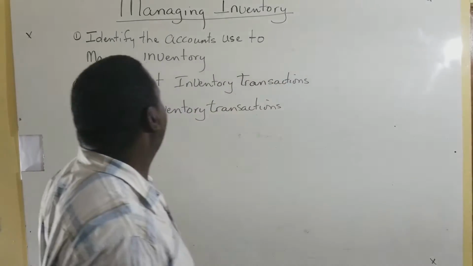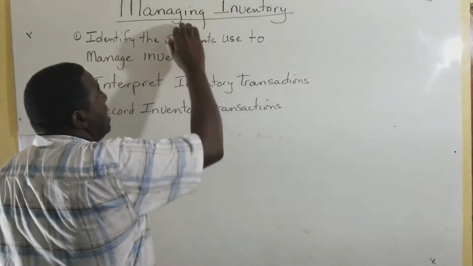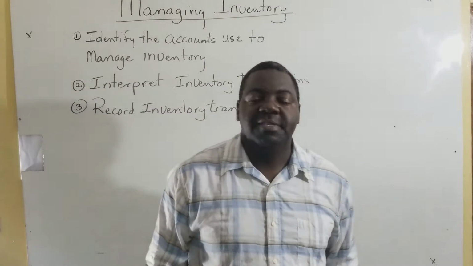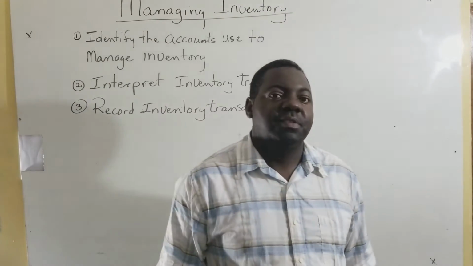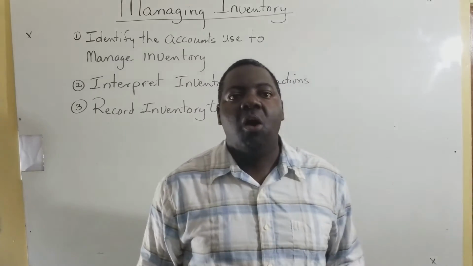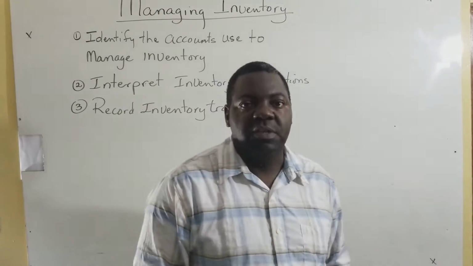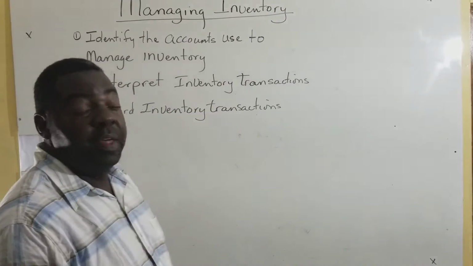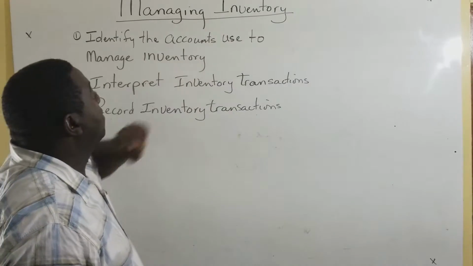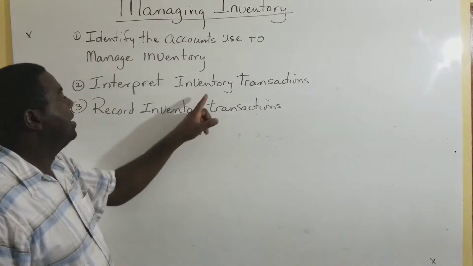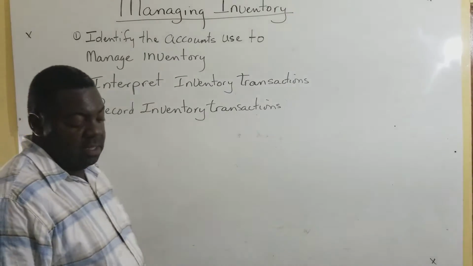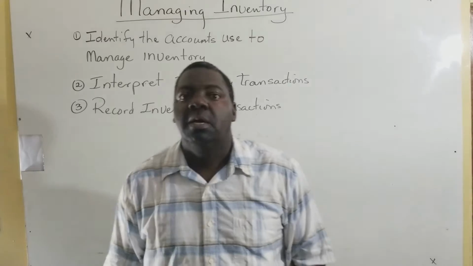At this time, we're going to be looking for this lesson on managing inventory. All organizations and institutions have inventory to manage. We want to see how in accounting these inventories are managed. To do that, we are going to be looking at three objectives today. One, identify the accounts used to manage inventory; two, interpret inventory transactions; and three, record inventory transactions. So these are the tasks that we're going to accomplish in this lesson.